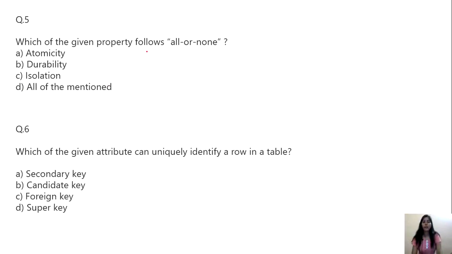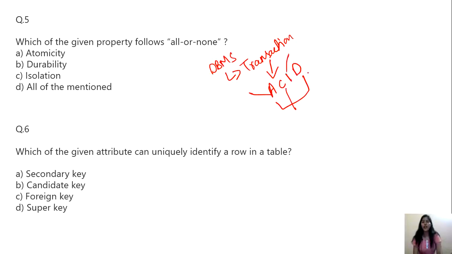Which of the given properties follows all or none? So guys, when you are preparing for the DBMS part, some topics are very important. For example, transaction is very important, especially when it comes to transaction properties. So what are transaction properties? They are also known as ACID properties. A stands for atomicity, C stands for consistency, I stands for isolation, and D stands for durability. So make sure when you are preparing for the InfyTQ test from database, make sure to study about transaction and its properties. Okay, so this question is from transaction and its properties itself.